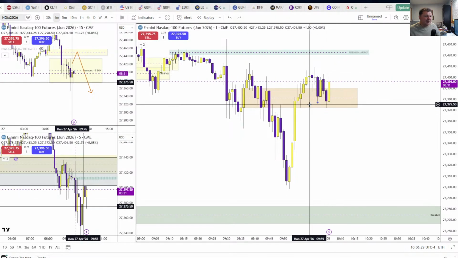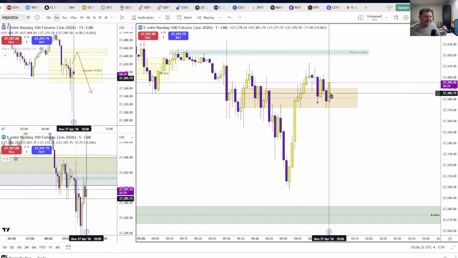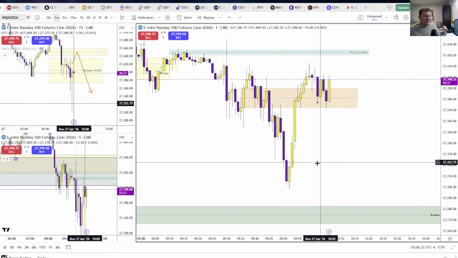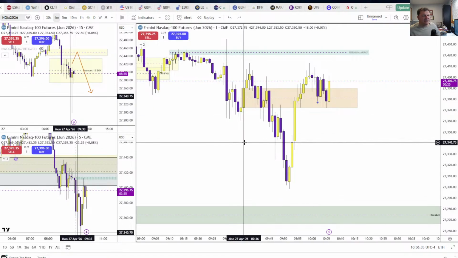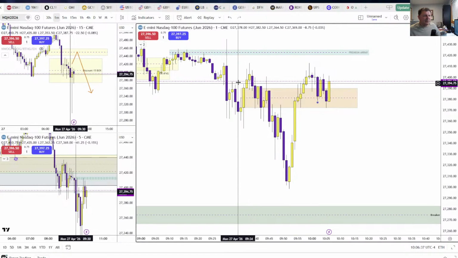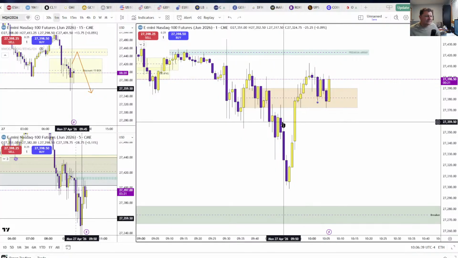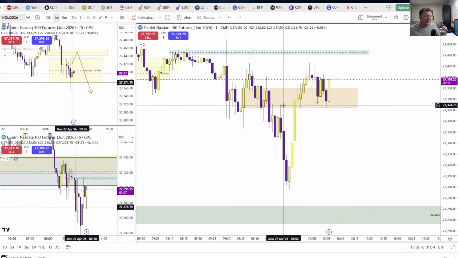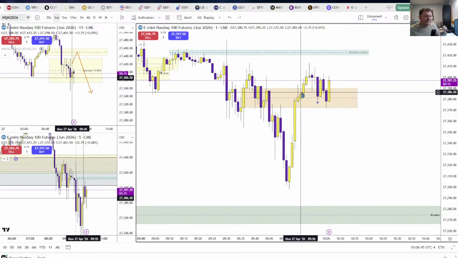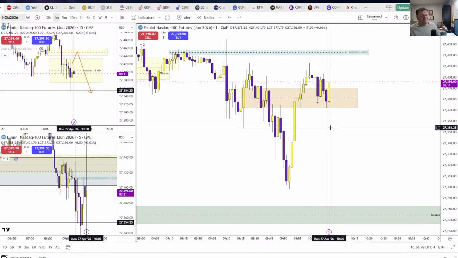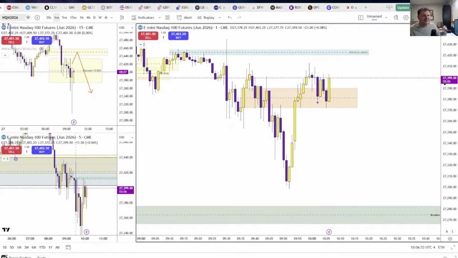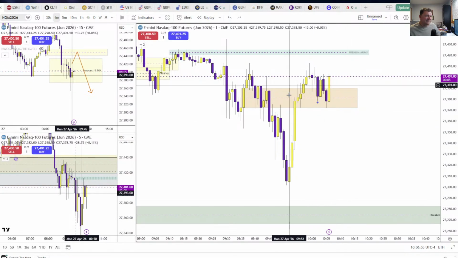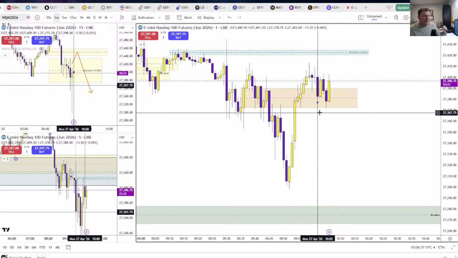This is super choppy. I want clean tag and go stuff. This wick stuff, not what you want to see. And once you recognize that, wait, because this is not clean. Eight seconds again. If that closes above and below, you got to wait for this.